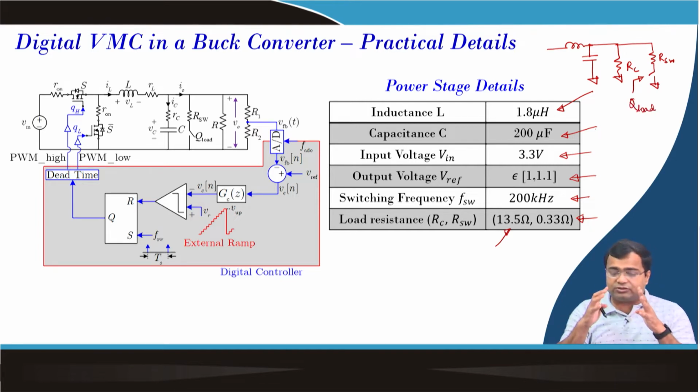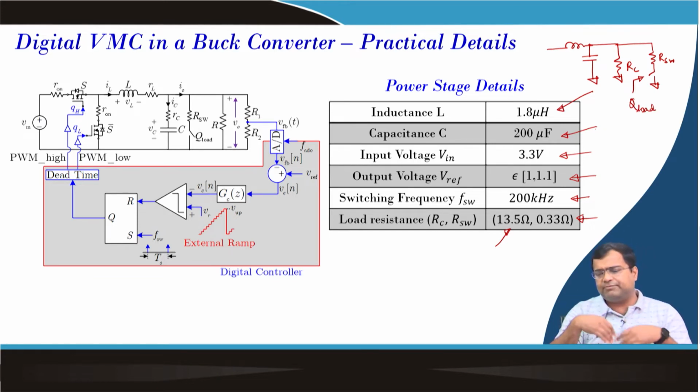If Q load is 1, then RSW comes in parallel to RC and the effective resistance will be smaller. So, it will make a load step up transient. If we disconnect RSW, then RC alone comes into the picture and the overall load resistance will increase. So, it will make a load step down transient.